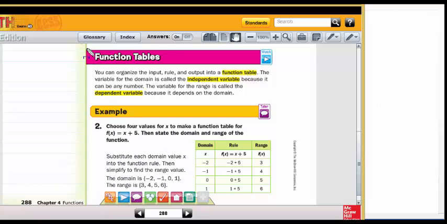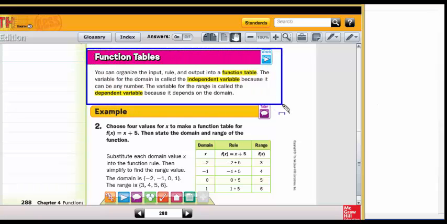Okay, the next concept that I need you to put in your notes and also on your gold sheet, it is the concept of a function table. You can organize the input, rule, and output into a function table. Now what they're saying there is that the input is going to be the domain, or the x values. The rule, of course, is the algebraic expression that we're using. In this case, it's f of x equals x plus 5. And then, of course, your output is referred to as f of x here, but we can consider that as virtually the same thing as y, and it should be very easy to understand.